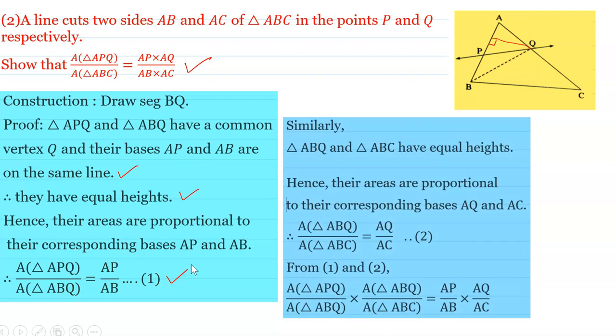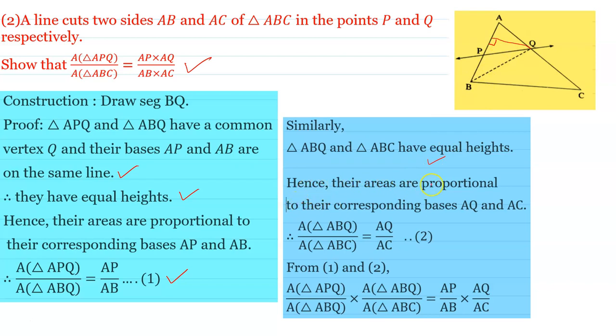Now the next. Similarly, we will consider the two triangles ABQ and ABC. Again, these two have equal heights. Triangles ABQ and ABC have the common vertex B, and they have equal heights.